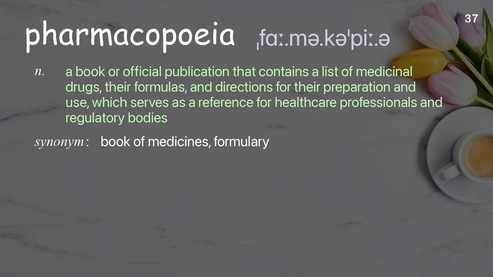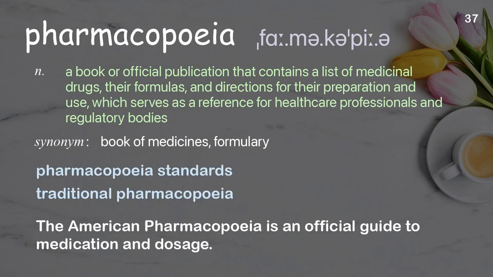Pharmacopoeia. A book or official publication that contains a list of medicinal drugs, their formulas, and directions for their preparation and use, which serves as a reference for healthcare professionals and regulatory bodies. Examples: pharmacopoeia standards. Traditional pharmacopoeia. The American Pharmacopoeia is an official guide to medication and dosage.